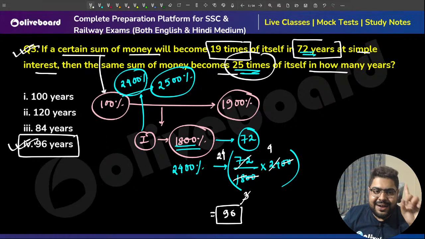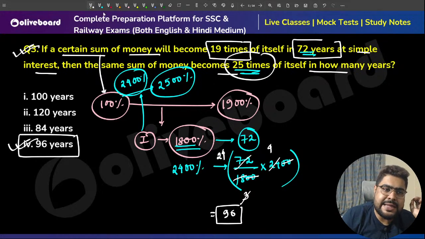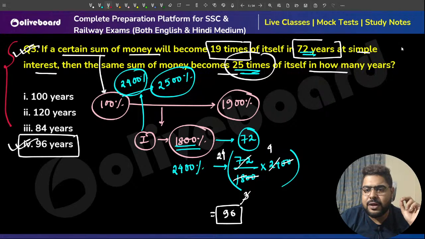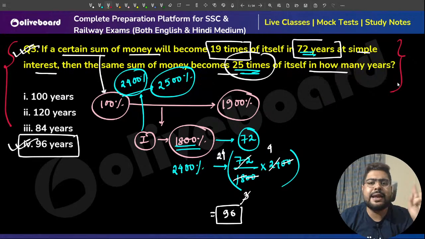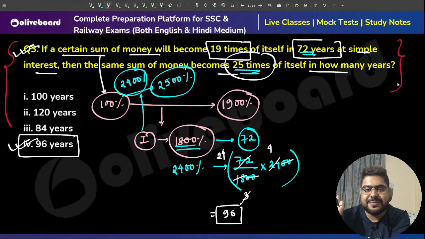Everybody, be 100% clear on this. This is the best way to solve. In many books there is a formula for this type of question. You do not need any formula. I'm telling you, you just simply calculate the percentage. There is no better way.